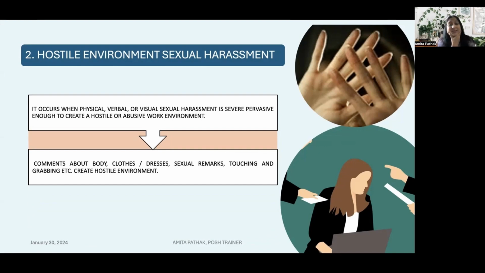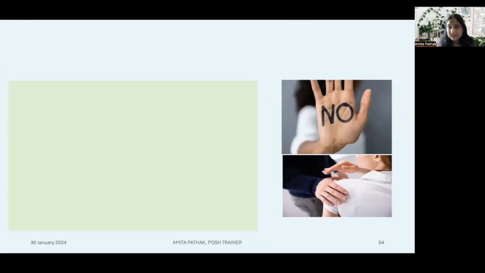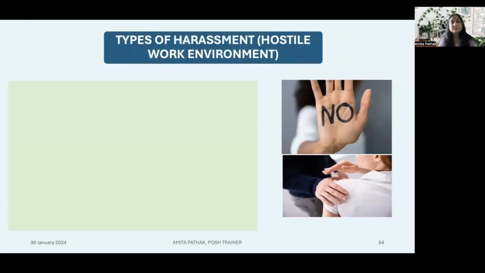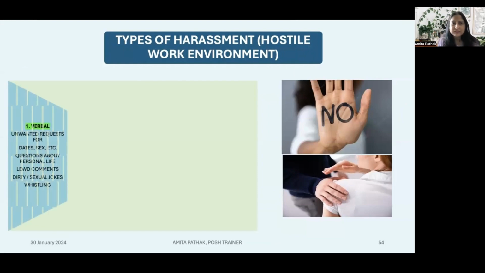It's like commenting about body, clothes, dresses, sexual remarks, touching and grabbing. This is sexual harassment. What are the types of sexual harassment? That is hostile work environment. Let us study in detail.